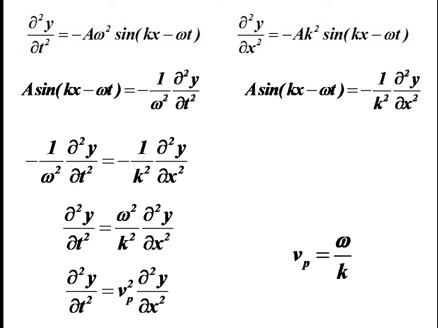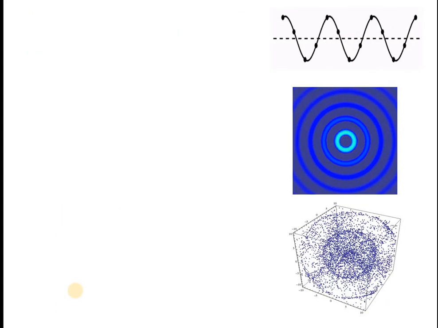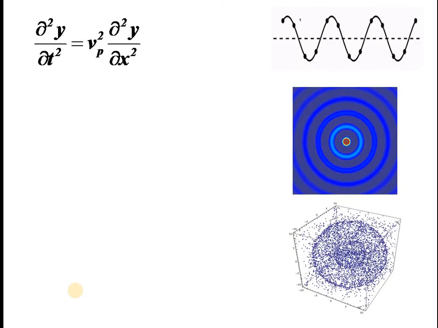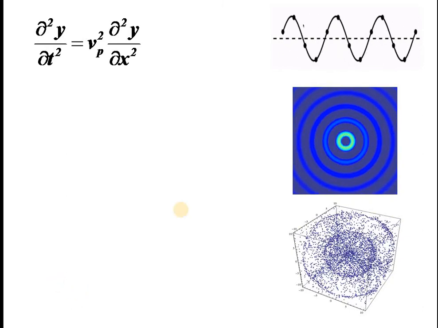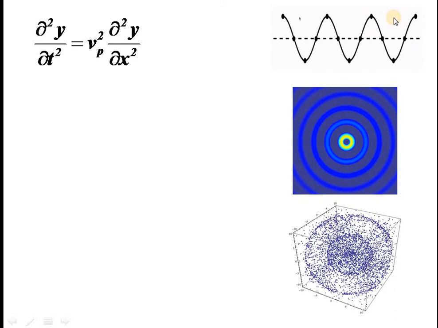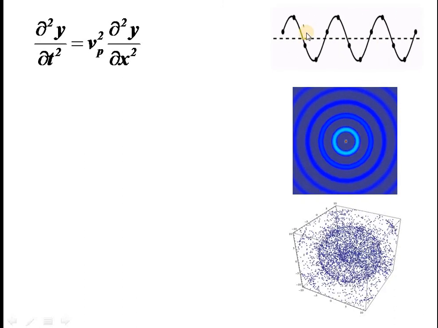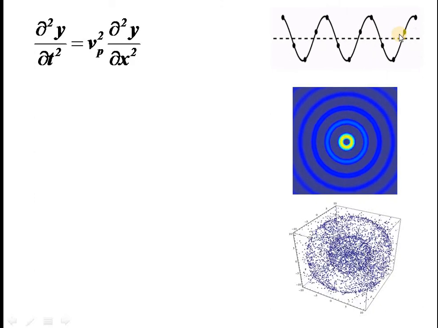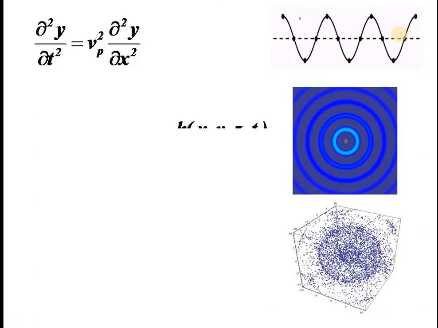This is a standard differential equation, standard form, just like we studied a standard form for simple harmonic motion. Similarly, this is the standard differential form of a one-dimensional wave, a wave propagating along one dimension. For example, you can represent a one-dimensional wave like this, a one-dimensional wave propagating along a particular direction. Then this equation is enough.